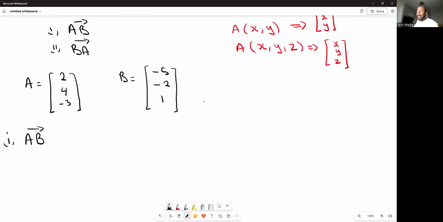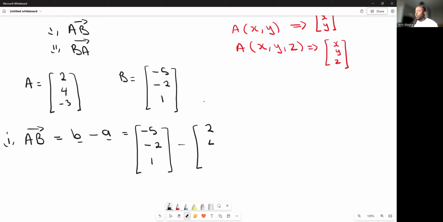Okay. And remember I told you AB is going to become B minus A. So that is going to be the B, which is minus 5, minus 2, 1, minus the A, which is 2, 4, and minus 3. So basically, how you do this is that you subtract the X component together, the Y component together, the Z component together, and that's how you do it. We're going to talk about that in addition and subtraction and magnitude very soon.